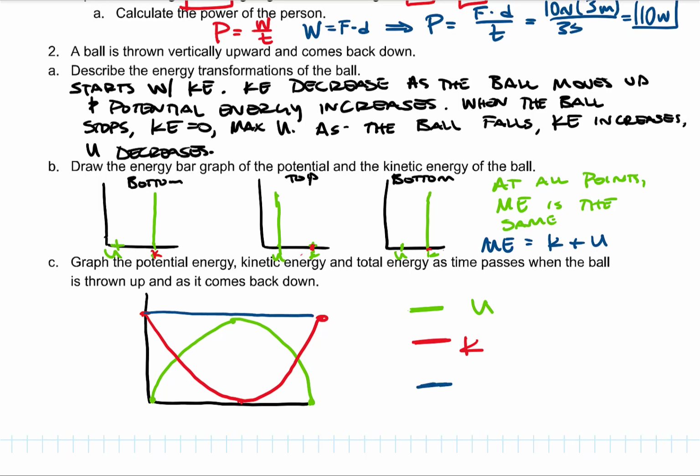And then the blue is going to be our mechanical energy. That stays the same the whole time. Kinetic energy plus potential energy will always be equal to that mechanical energy. This is what the energy as a function of time would look like for all of those.